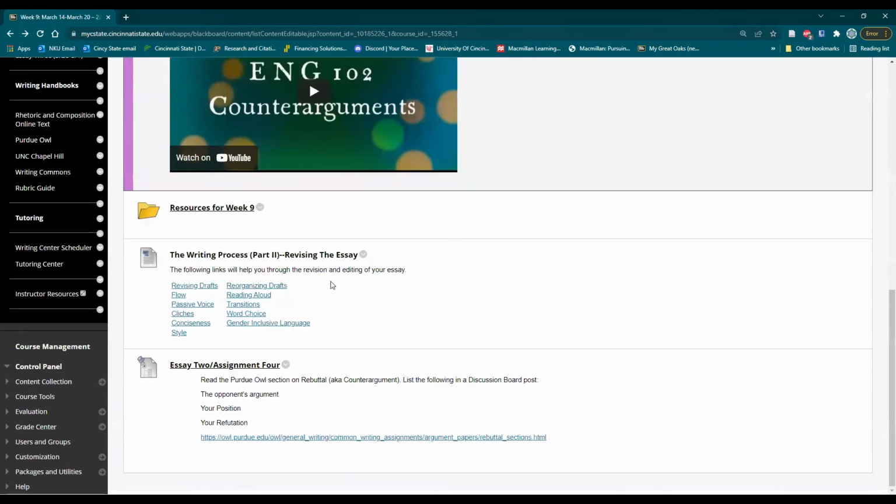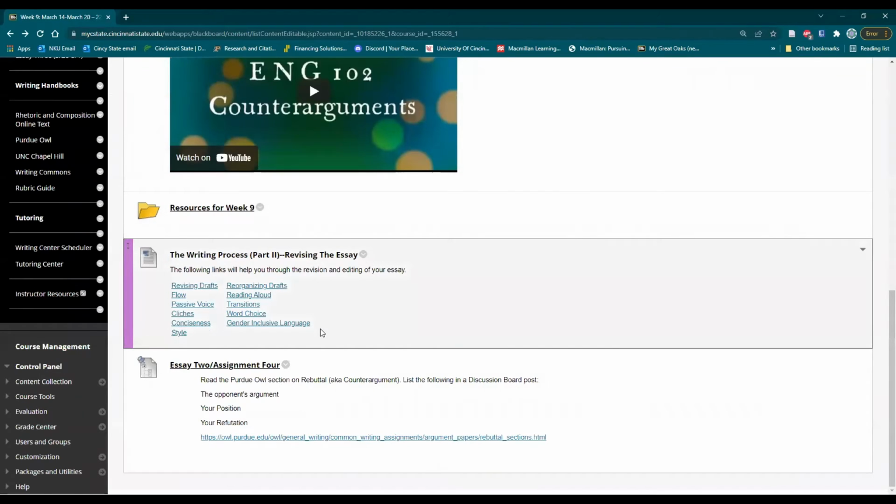And then again, there are links on part 2 of the writing process, revising the essay. You should be starting to revise now that you have your feedback. And if you need any help as far as what to do during revision, or the things that you could work on to make your writing stronger and to improve things, you can click on these links, and they will give you some helpful information.